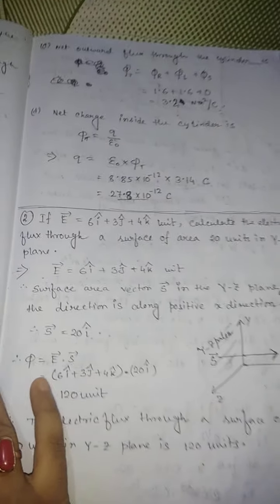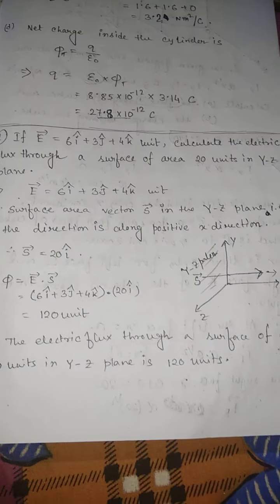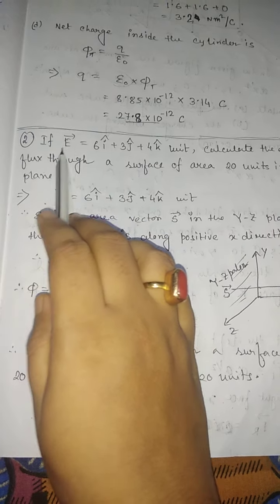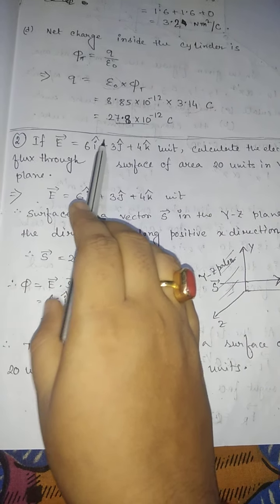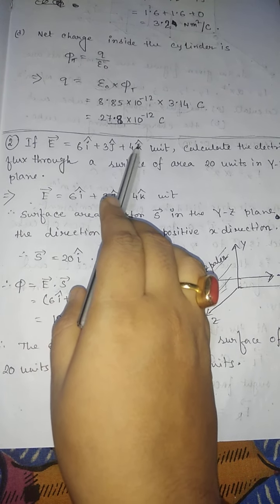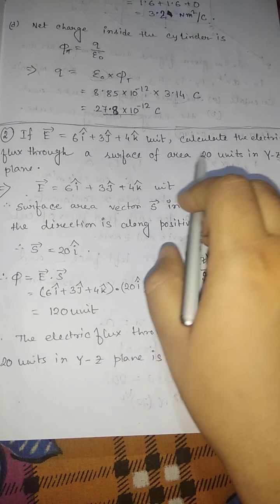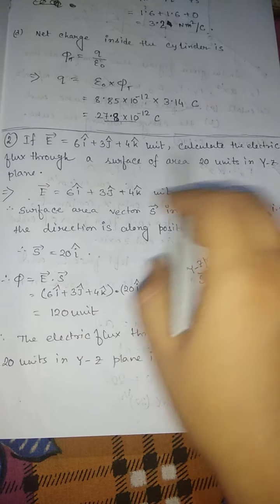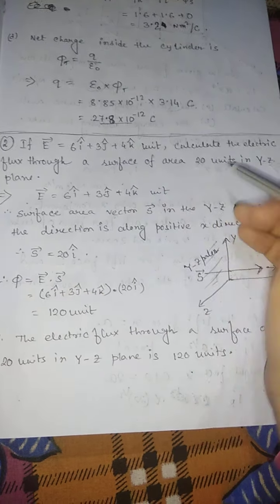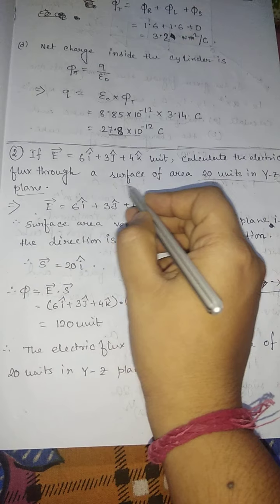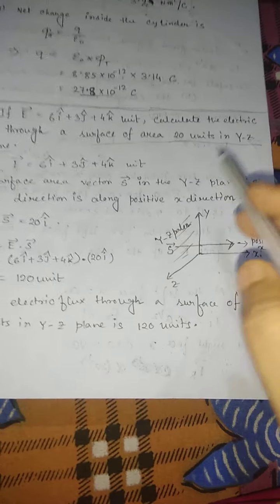Okay. Now the second question. An equation is given for the electric field: E equals 6 i hat plus 3 j hat plus 4 k hat units. We calculate the electric flux through a surface of area 20 units in the YZ plane. This is the hint: YZ plane. So let's discuss this one.